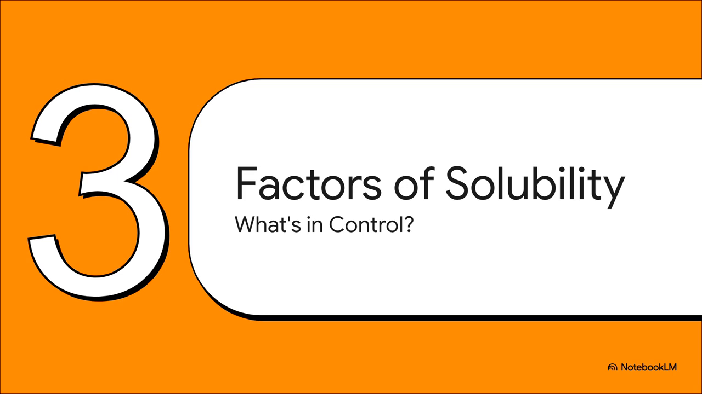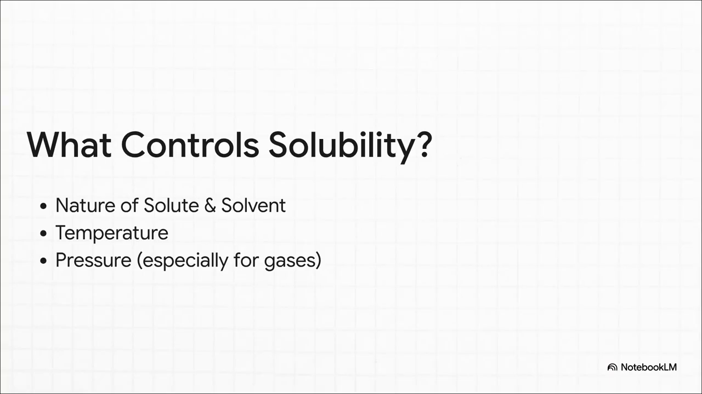Okay, so we know some things mix and some things, well, they just don't. Oil and water, right? But why? What's controlling this whole process? Let's dig into the key factors that are really pulling the strings here. It pretty much boils down to three big things. First, you've got the nature of the solute and the solvent themselves, what they're made of. Second is temperature. And third, and this one is a really big deal for gases, is pressure.